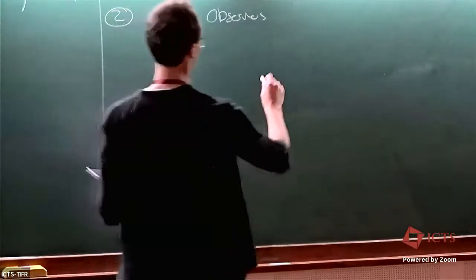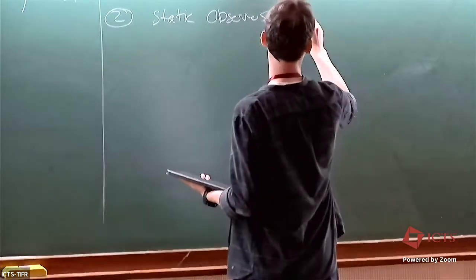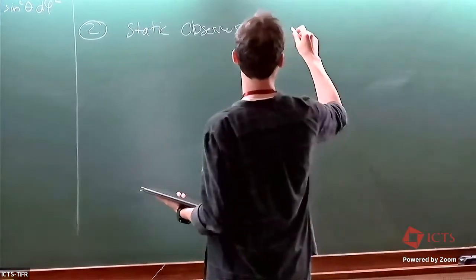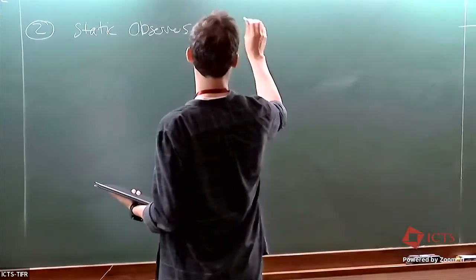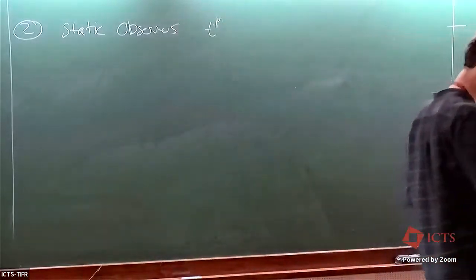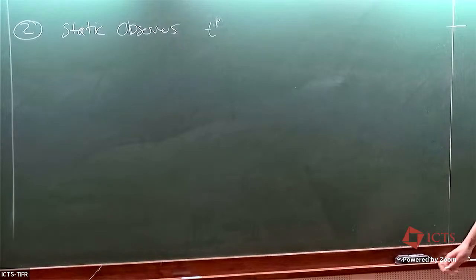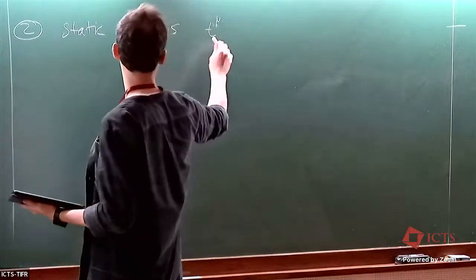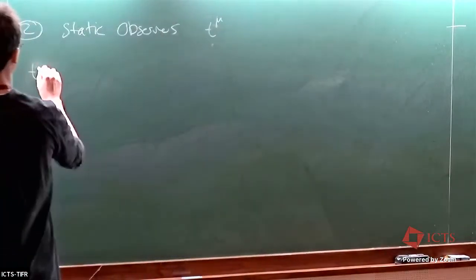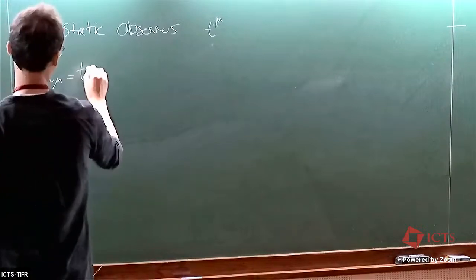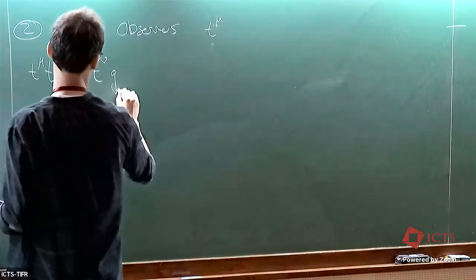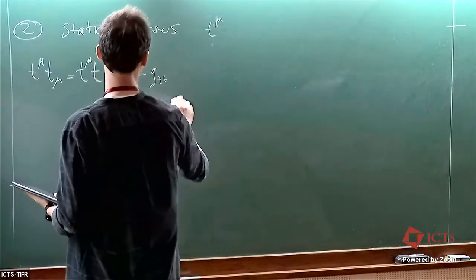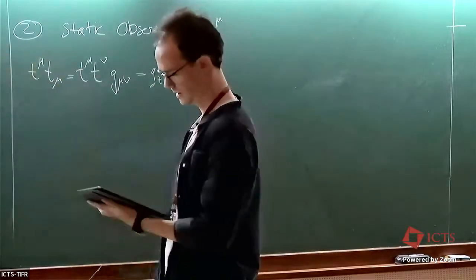So static observers are those observers whose tangent to the trajectory is basically proportional to the time-like Killing field, T mu. Okay. And so let's look at the norm of this time-like Killing field. So the norm is basically T mu, T mu. And so this is basically just the TT component, which is then this.